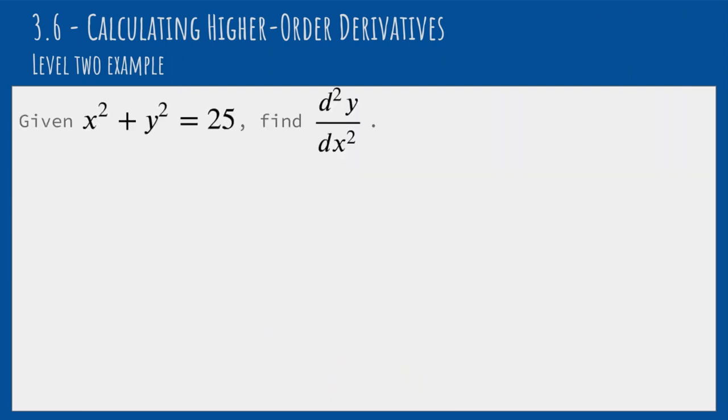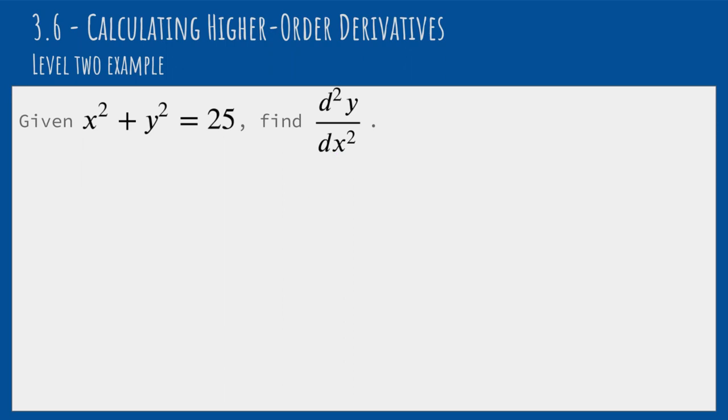In the second example here, we've got an implicitly defined relation, and we want to take the second derivative. So we're going to start the same way we do any other problem. If we need a second derivative, we're going to start with the first derivative. Since it's implicitly defined, I'm going to use implicit differentiation and take the derivative with respect to x.